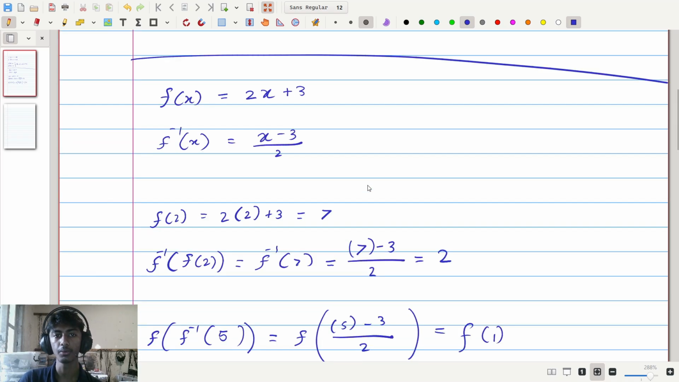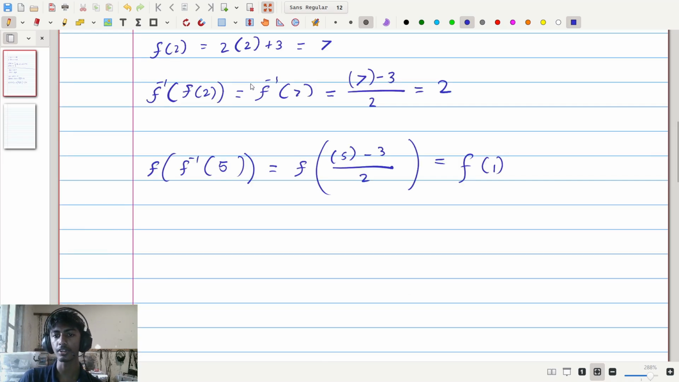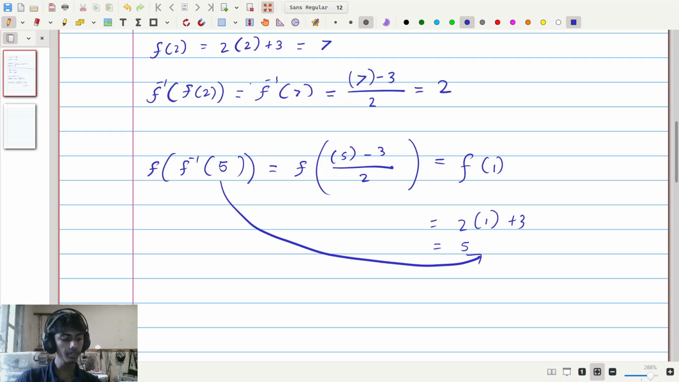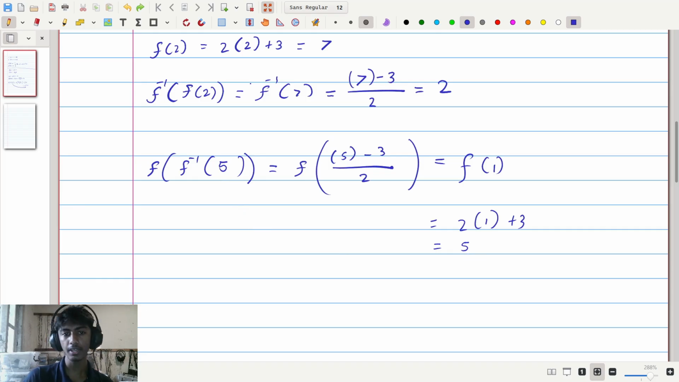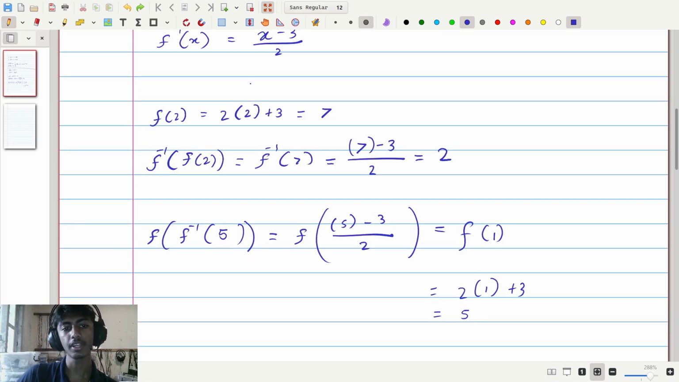What is f of 1 now? Well, f of x is 2x plus 3. So f of 1 will be 2 times 1 plus 3, which is 2 plus 3, which is 5. We have that property as well. We have that f of f inverse of 5 is 5, so f of f inverse of x is x. And we have the property that f inverse of f(x) also gives us that same input.